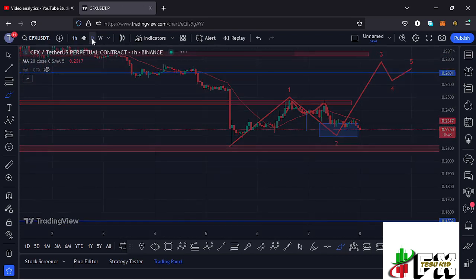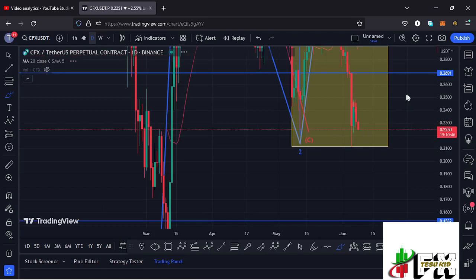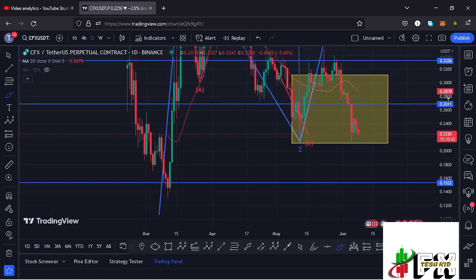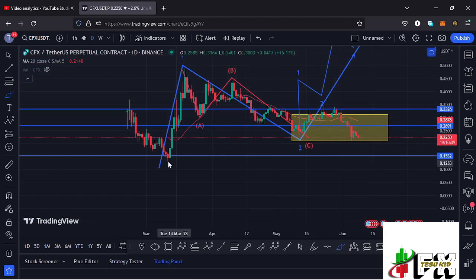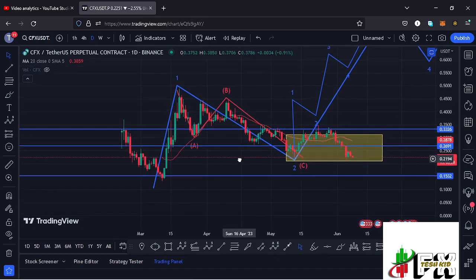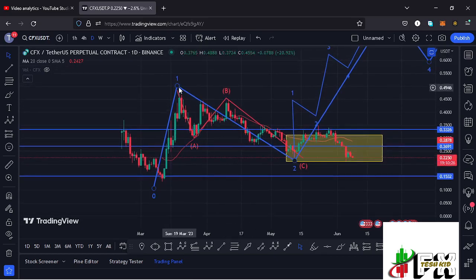On the daily chart, we also have a very nice Elliott wave structure playing out. If I zoom out on the daily chart, you can see that after our lows on the 10th of March, we started a 5, an impulsive move to the upside, in a move that gave us the all-time high at around the $0.49 mark, in what I'm terming the first wave to the upside.